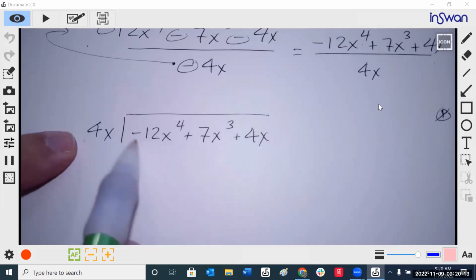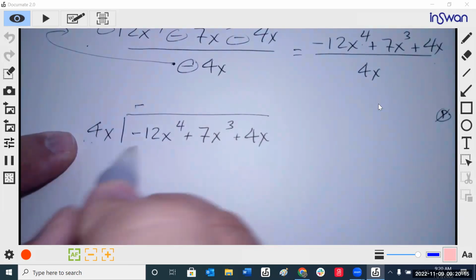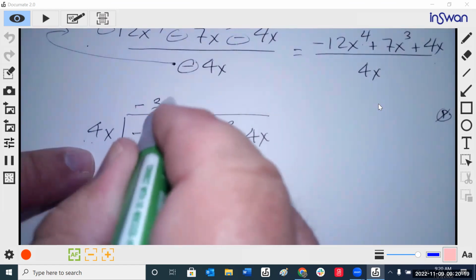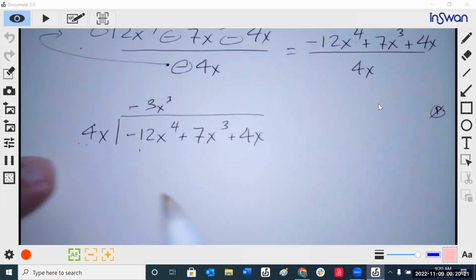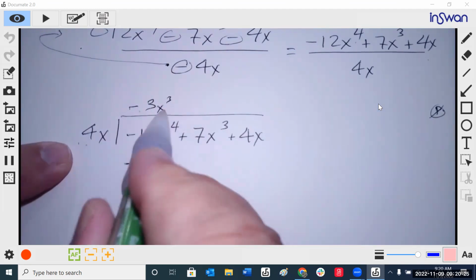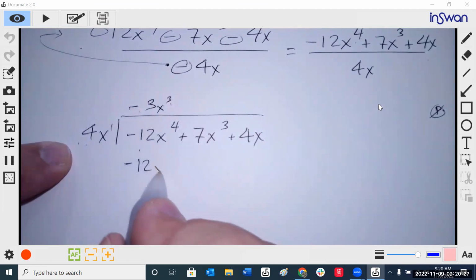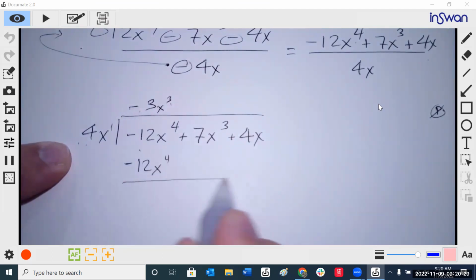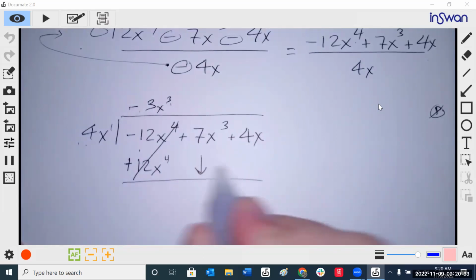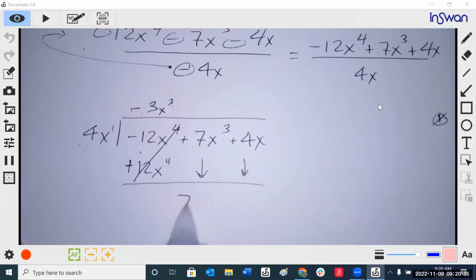So positive times negative is a negative. What times 4 is 12? How many more x's do we need? Negative positive is a negative. 3 times 4 is 12. 3 plus 1 is 4. Change the signs, add. Bring everything else down.